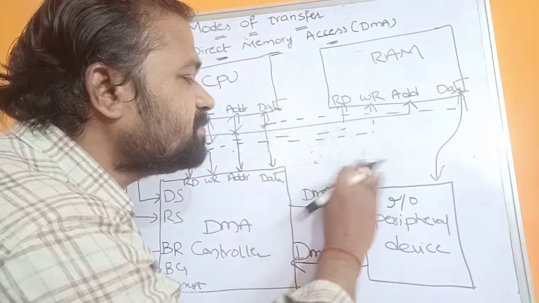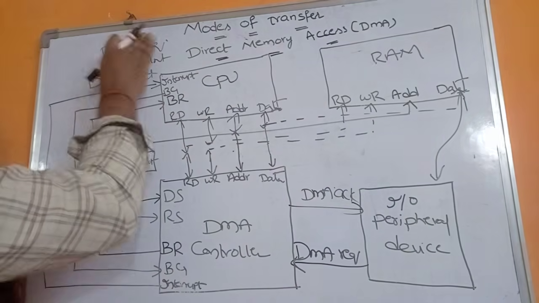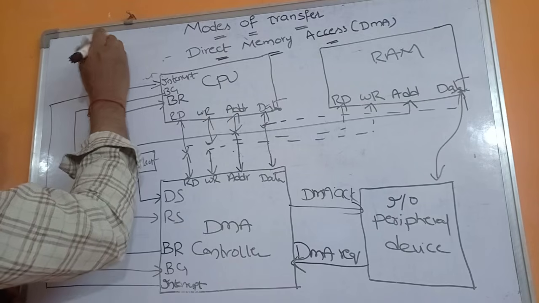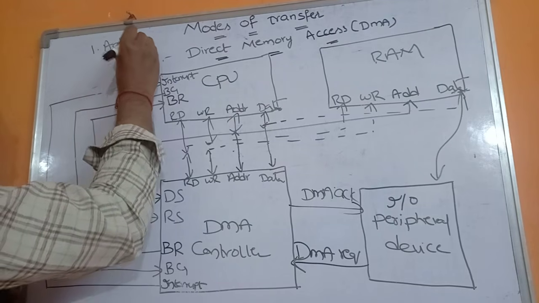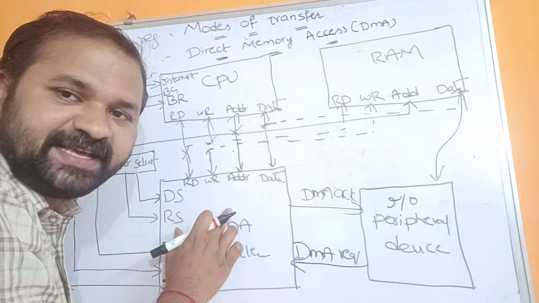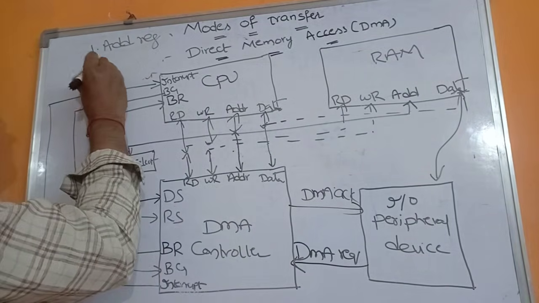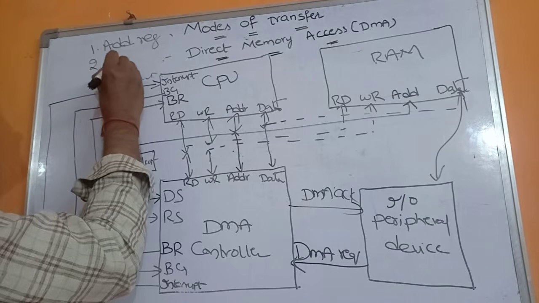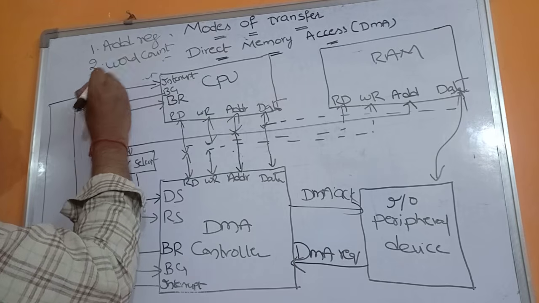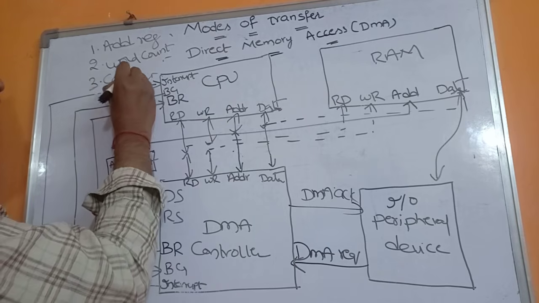The DMA controller totally maintains 3 registers. The first register is the address register. The second register is the word register, or word count register. The third register is the control register.